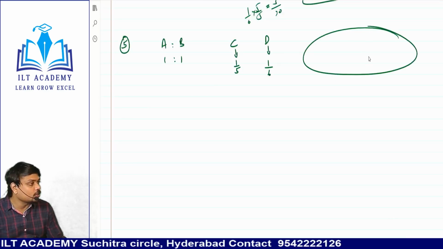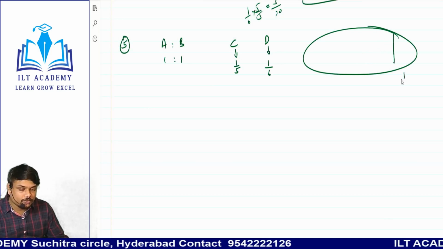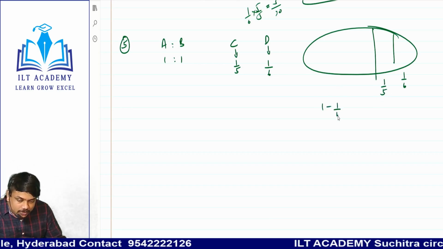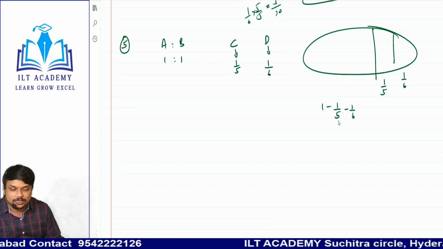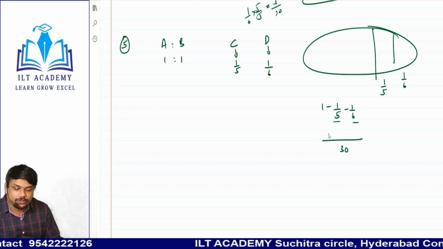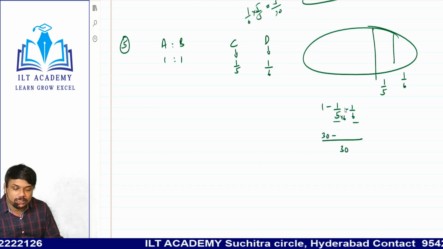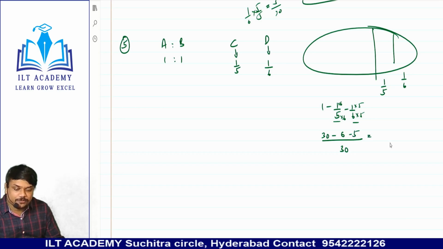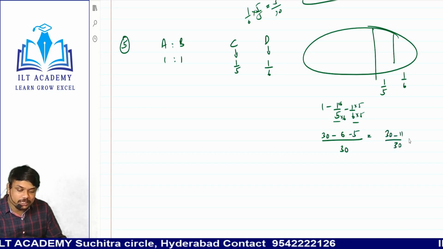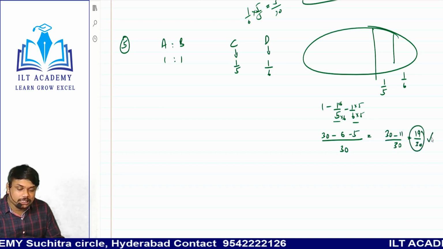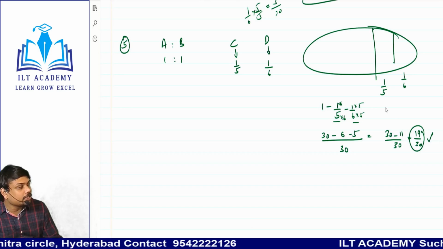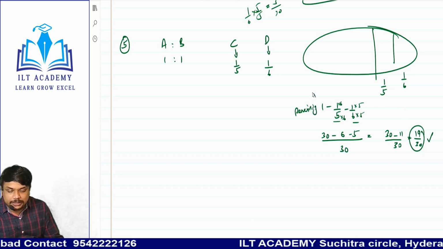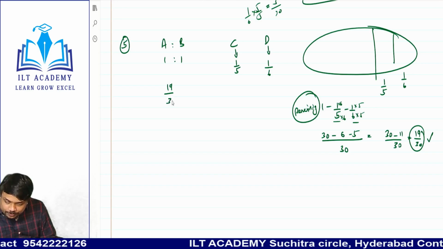Same way, this is the watermelon. How much does D get? How much does C get? How much is left? 1 minus 1/5 minus 1/6. The LCM of 6 and 5 can be taken as 30. So 30 minus 6 minus 5, 30 minus 11 divided by 30, which is 19/30. What do you mean by 19/30? Remaining. Clear?